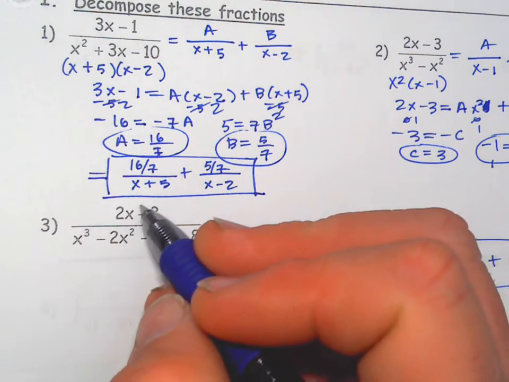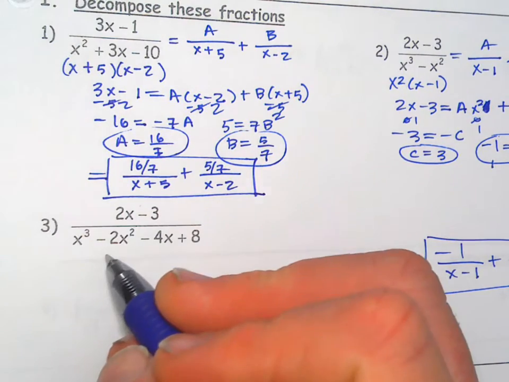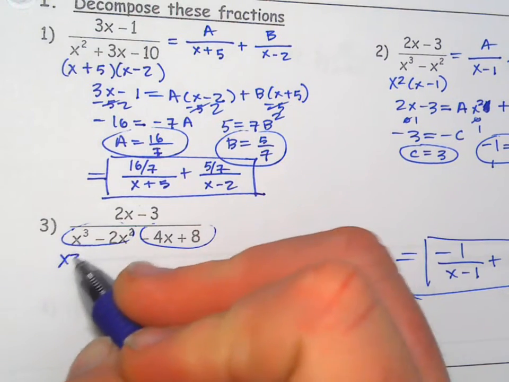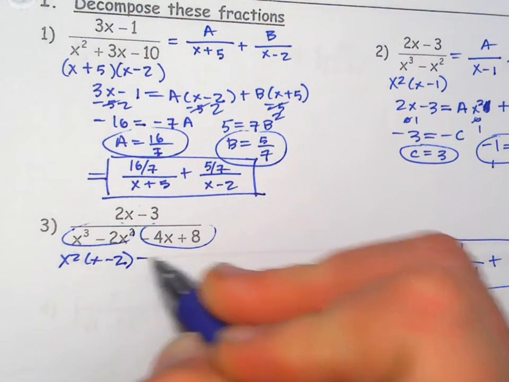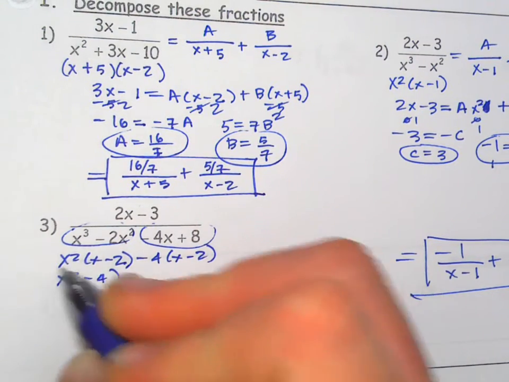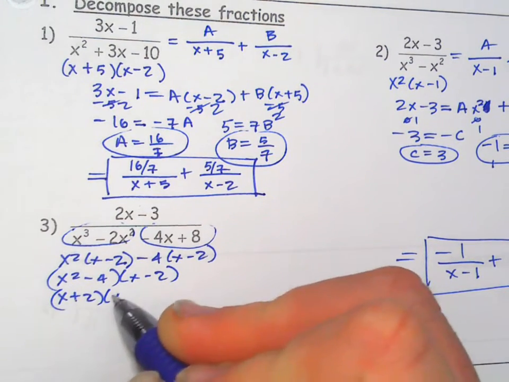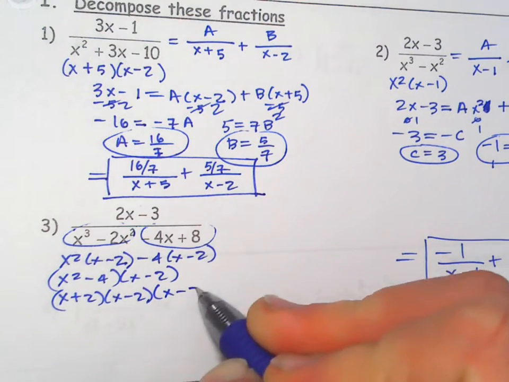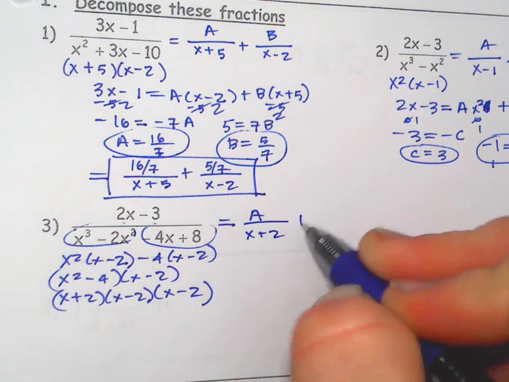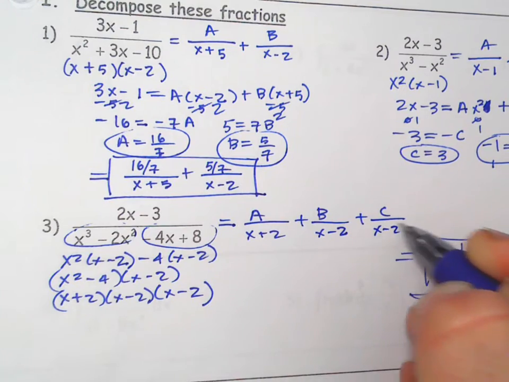Partial fractions: the degree of the top has to be smaller than the degree of the bottom to do partial fractions. Can we factor this? We can try grouping. Take out the GCF, x squared times (x minus 2), minus 4 times (x minus 2). Grouping works. So we get (x squared minus 4)(x minus 2). Then factor this one: (x plus 2)(x minus 2). And so we have another repeated factor. So we have A over x plus 2, plus B over x minus 2, plus C over (x minus 2) squared.